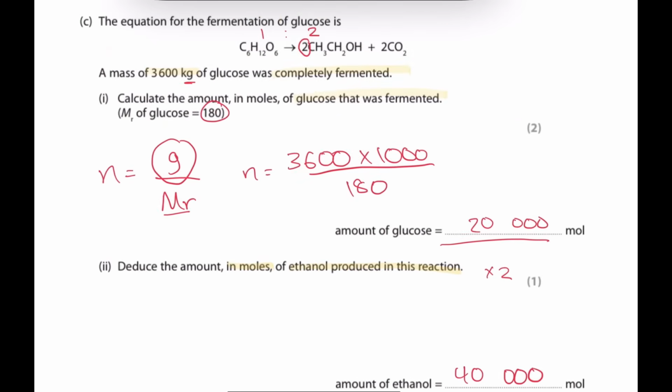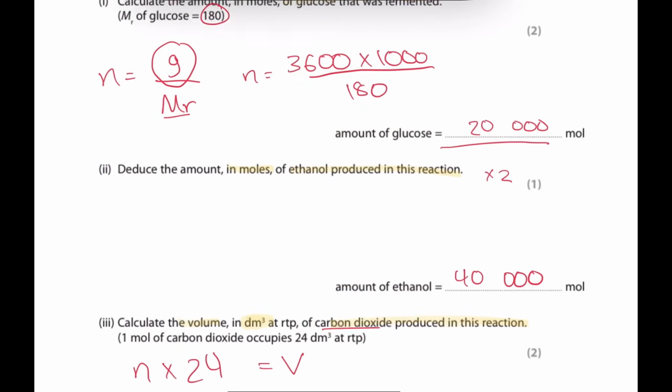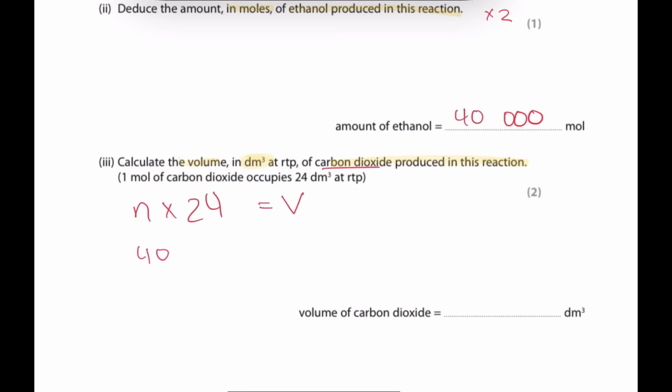If you look at the ratio, this is also 2, so it will be the same as ethanol. It will be 40,000 times this by 24, and 24 is in dm cubed. Like how we have all masses in grams, all gases are going to be in dm cubed. So we don't need to do any conversion, so we just put that into our calculator and we get 960,000.